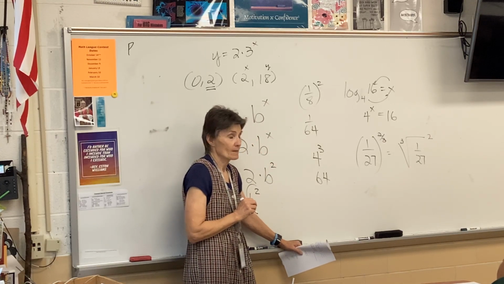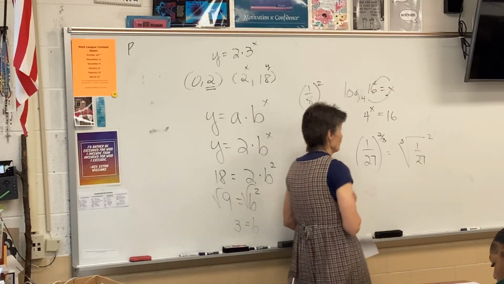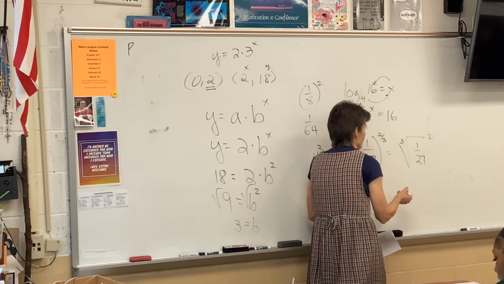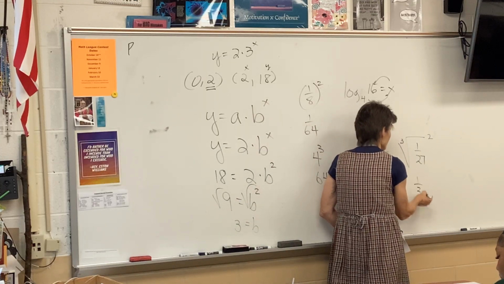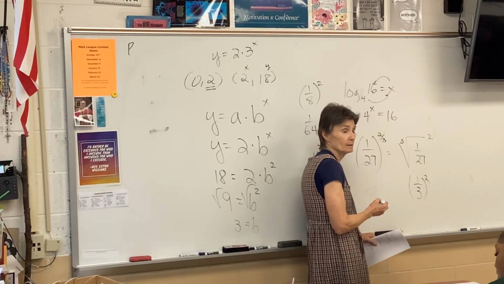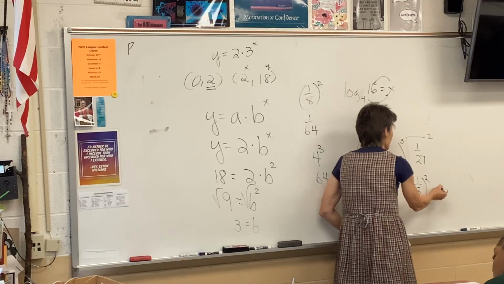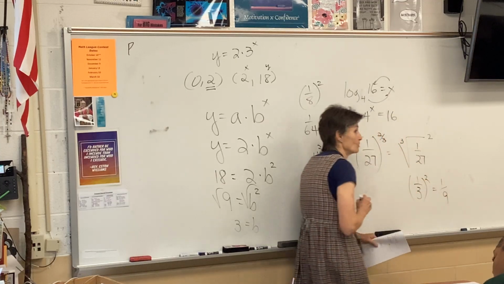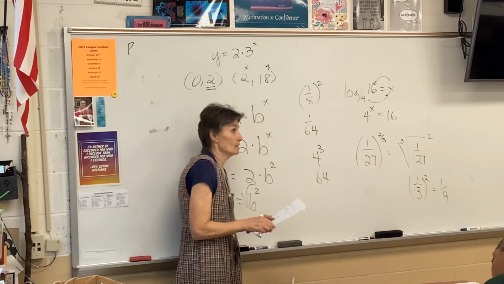Right? What's the cube root of 1/27? 1/3? Right? The cube root of 27? And then I have to square it. So the final answer to the problem is 1/9.